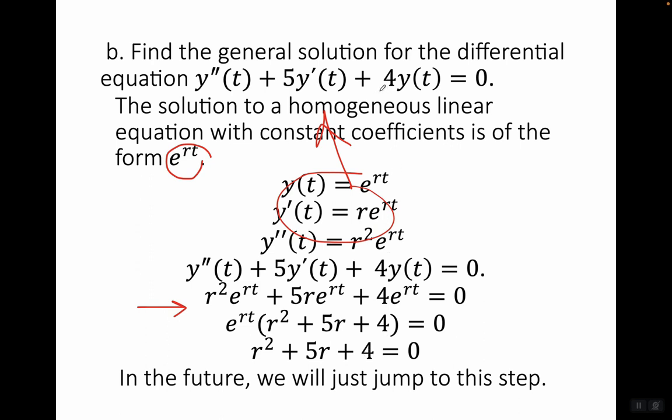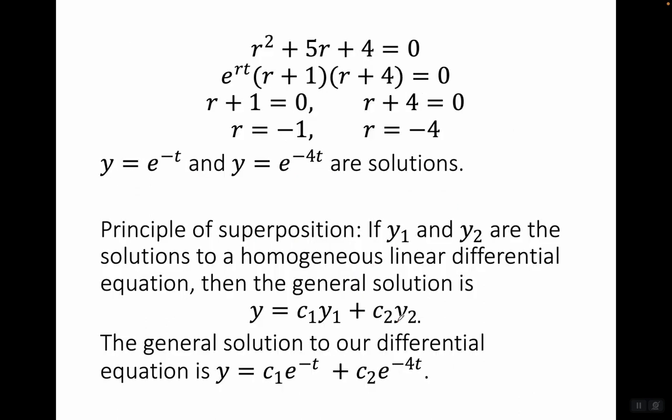In the future, we're just going to jump from this step down to this step. So we're going to avoid all the rigmarole. We can just go from y double prime plus 5y prime plus 4y to r squared plus 5r plus 4 equals 0. Okay. So here's our equation. Just ignore that. We don't need that anymore. So we have r plus 1 times r plus 4 equals 0. In other words, r plus 1 equals 0 or r plus 4 equals 0. So r equals negative 1 or r equals negative 4.